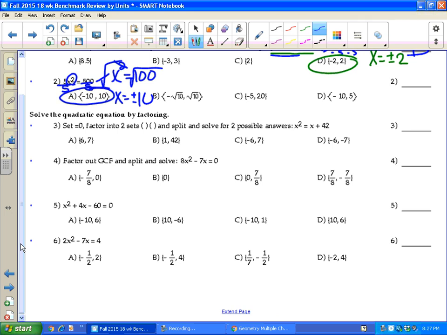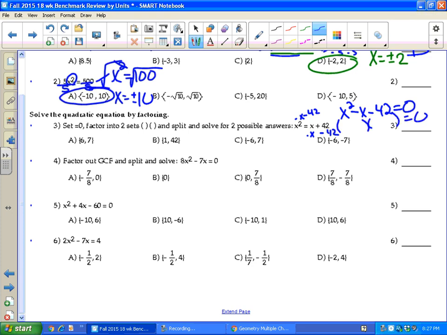Solve the quadratic equation by factoring, which means set it equal to 0. Factor into two sets of parentheses, split, and solve for two possible answers. So first thing I'm going to do is move everything over here, subtract x, and subtract 42. If I do that, I'm going to end up with x squared minus x minus 42. All right, that's now set equal to 0. So I've done the first thing. Factor into two sets of parentheses.